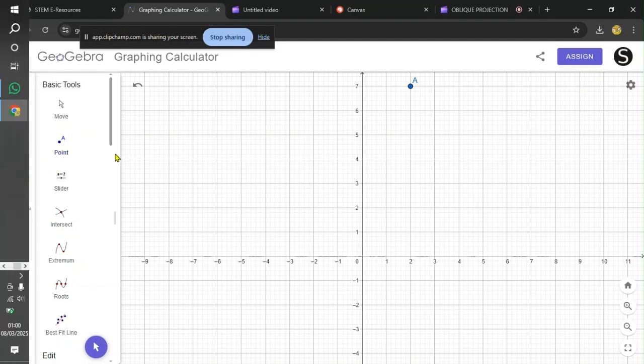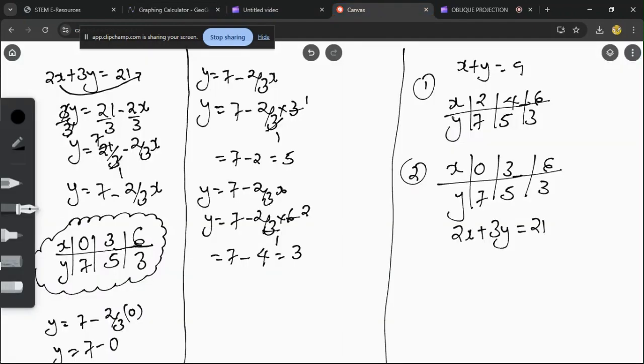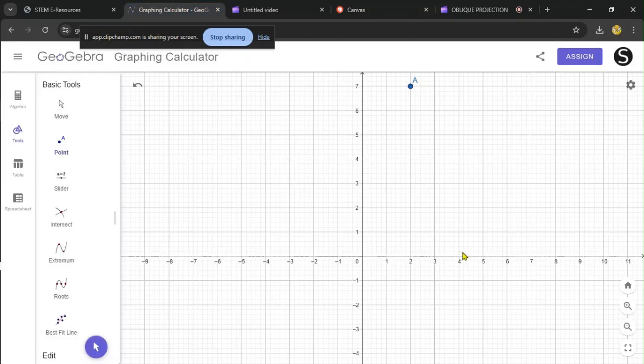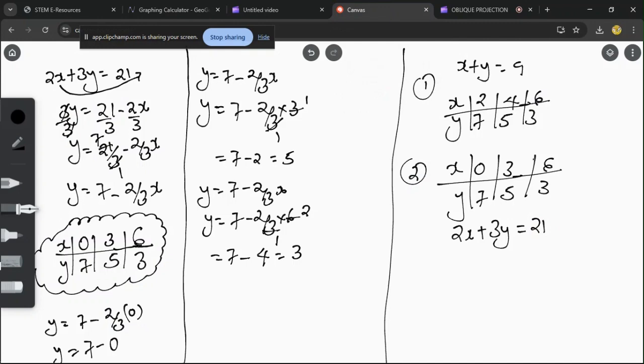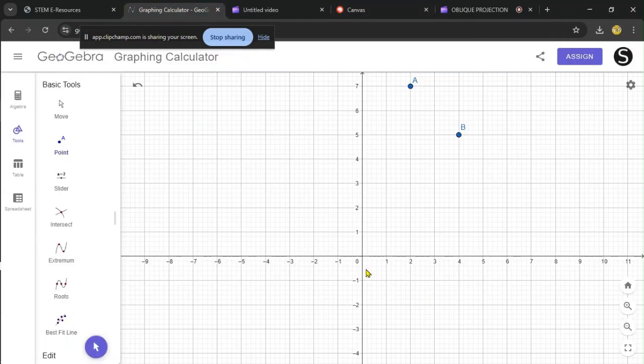The second one is this one. x is 4 when y is 5. So 4, 5. I do the same thing. 4, 5. Like that. The other one is 6, 3. I come here. 6, 3. We have it there.